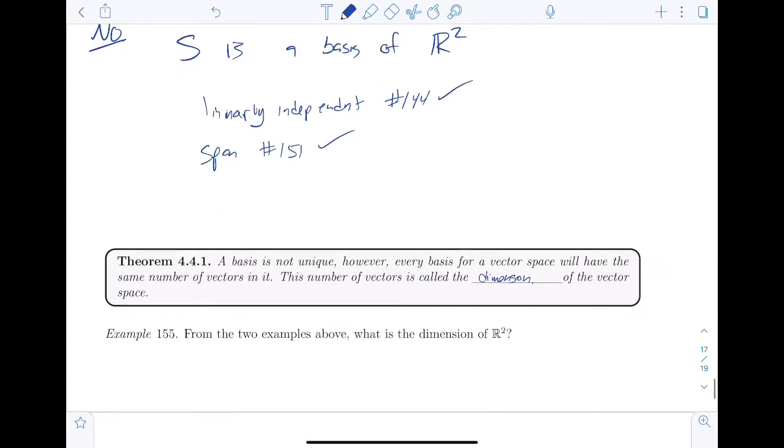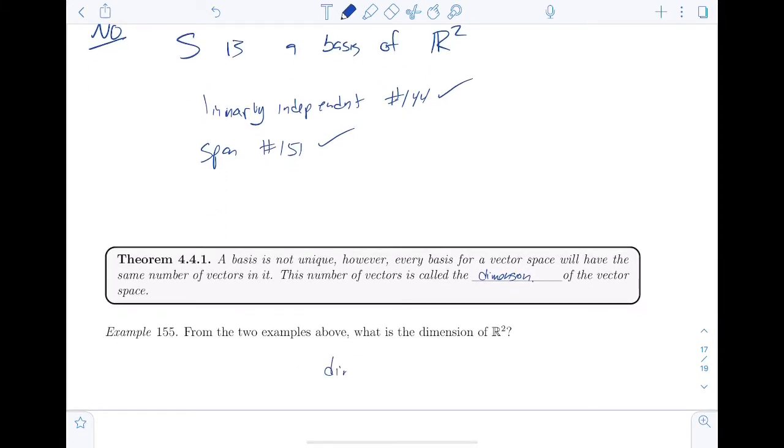And so what is the dimension of R2? We would say that the dimension, dim of R2, is in fact 2. All right, so that is a 2-dimensional vector space because there is a spanning set that is linearly independent that has 2 vectors in it.